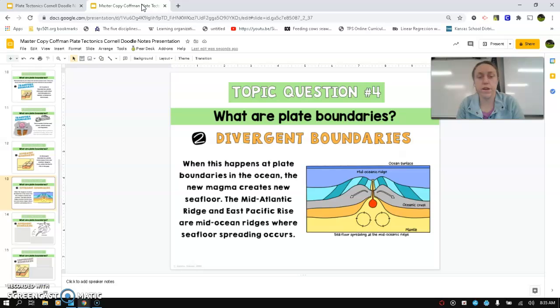The new magma creates a new seafloor. The Mid-Atlantic Ridge and the East Pacific Ridge are mid-ocean ridges where the seafloor spreading occurs. And we simulated this because the older crust goes out here and it has a different magnetic pull.